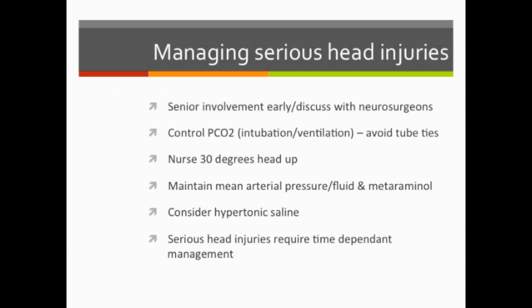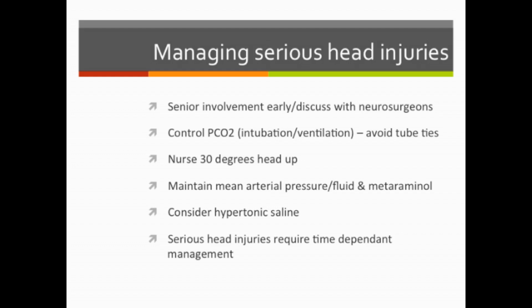So what can we do in the emergency department to try and counter this pathophysiology? Well, it's important to involve a senior doctor, a consultant or registrar, early, and it's important to have that discussion with the neurosurgeons as quickly as possible. We want to control the patient's partial pressure of carbon dioxide, because carbon dioxide is a potent vasodilator. So if the PCO2 rises, this causes cerebral vasodilatation and further raises intracranial pressure. So we'll often intubate the patient and control their ventilation and aim to maintain the PCO2 within the normal limits of 4.6 to 6 kilopascals.